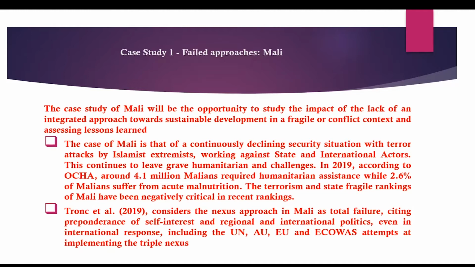In 2019, according to OCHA, around 4.1 million Malians required humanitarian assistance, while 2.6% of Malians suffer from acute malnutrition. The terrorism and state fragility rankings of Mali have been critically negative in recent rankings. Trunk and others in 2019 consider the nexus approach in Mali a total failure, citing preponderance of self-interest and regional and international politics, even in international responses, including the UN, the AU, the EU, and ECOWAS attempts at implementing the triple nexus.